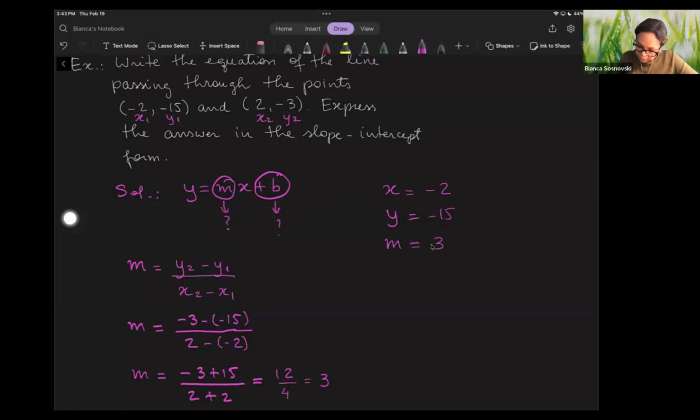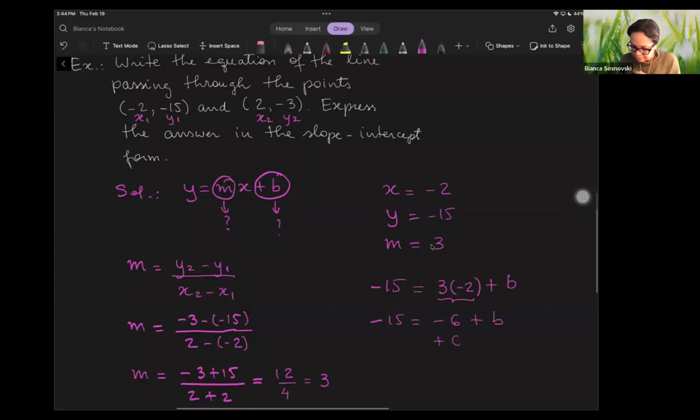So y, -15, equals m times x. M is 3, x is -2. And then plus b. So b we don't have. So let me do the multiplication you see there. So this is -15 equals -6 plus b. So now to get b, we isolate that by adding 6 on both sides. So the b value for my equation is -15 plus 6, so we have -9.